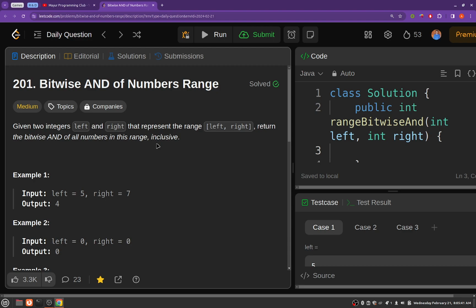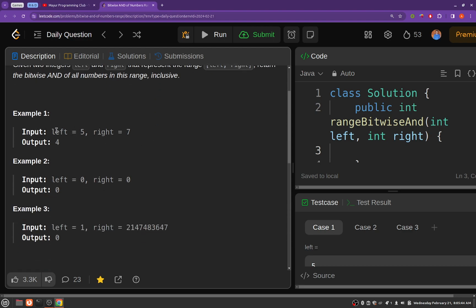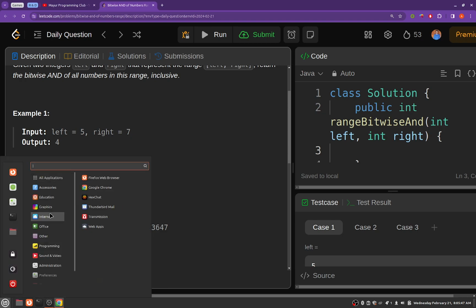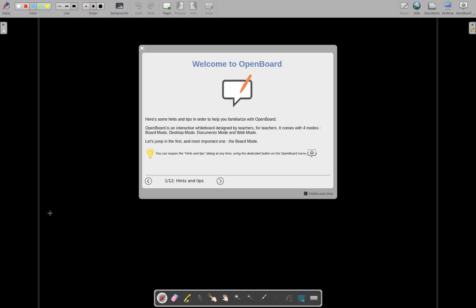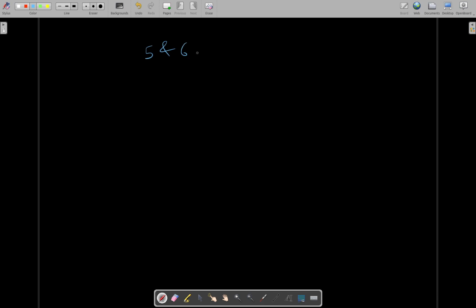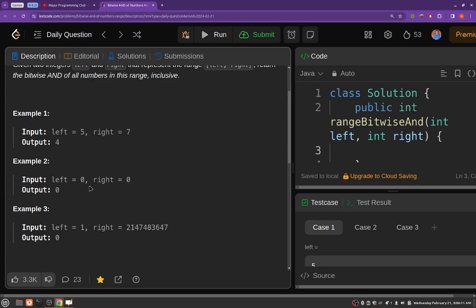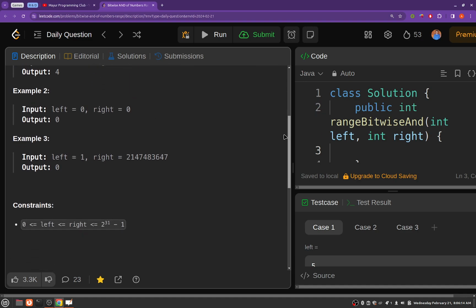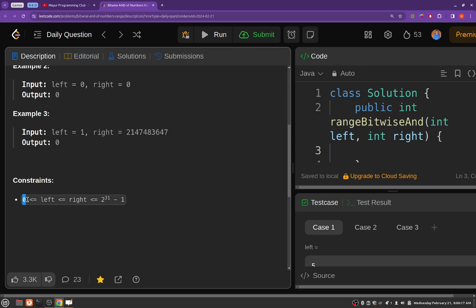Let's say the left and right numbers are given to be 5 and 7. Then what you have to return is the bitwise AND of all the numbers in the range. So this is what you have to return. 5 and 7 both were included in the range, and let's see the constraints. Left and right can range from 0 to 2 raised to power 31 minus 1.